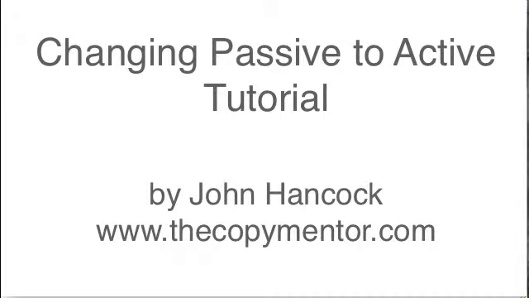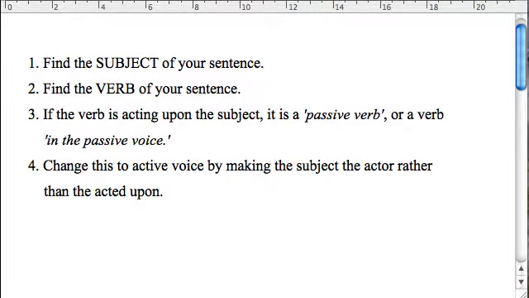Changing passive to active verbs involves 4 steps. First, find the subject of your sentence. Then, find the verb of your sentence. Now, if the verb is acting upon the subject, it is a passive verb or a verb in the passive voice. Change this to active voice by making the subject the actor rather than the acted upon.